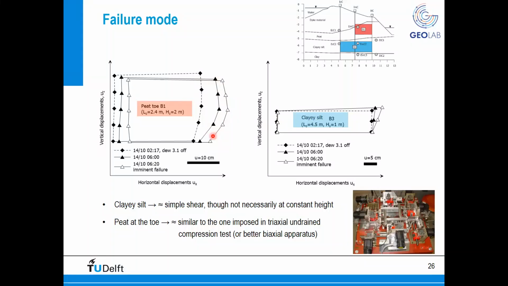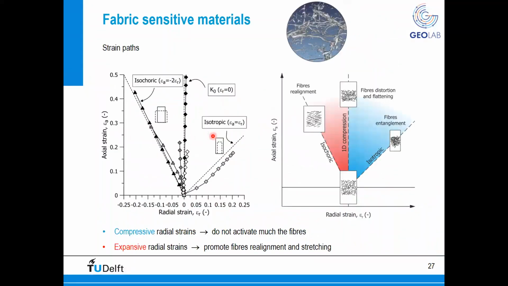And having the knowledge of the failure mode of this material, in my opinion, is extremely important, because especially peat, in my opinion, is a fabric sensitive material. So we often speak about stress path, but for this material, which contains a lot of fibers, in my opinion, it's more appropriate to speak about strain path.